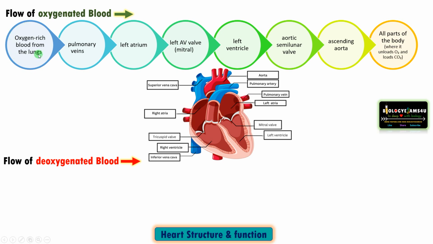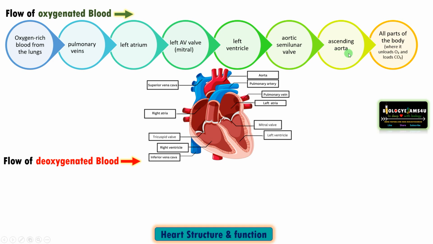Oxygen-rich blood from the lungs is transferred to pulmonary veins, then to the left atrium. Then through the mitral valve, it is transferred to the left ventricle. Then through the semilunar valve or aortic valve, it is transferred to the aorta or ascending aorta.